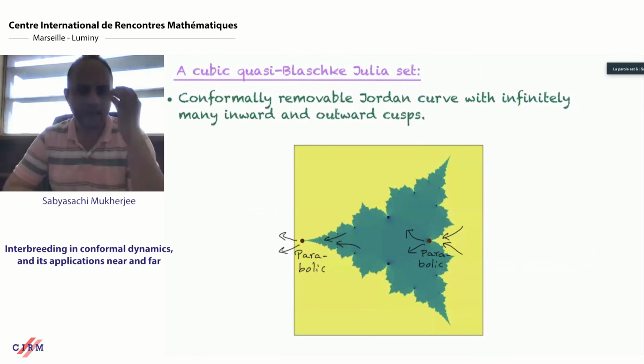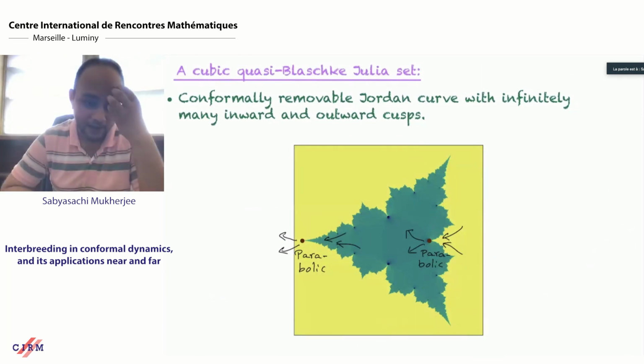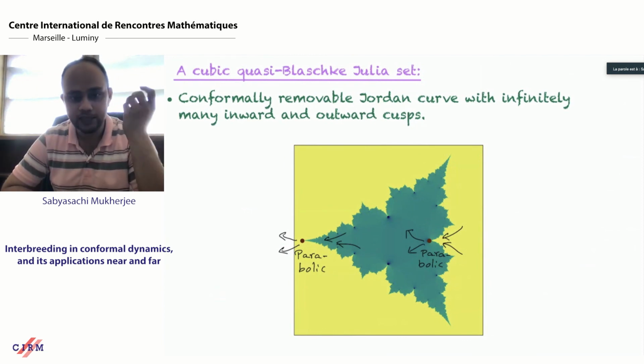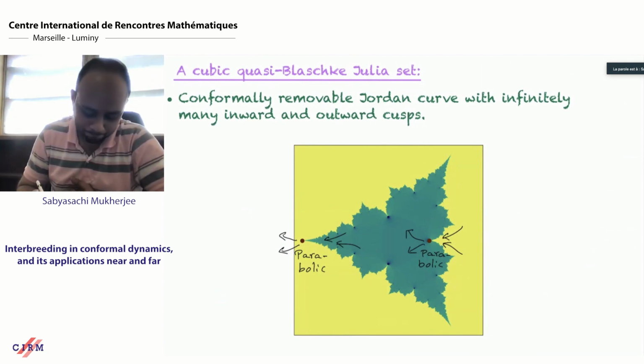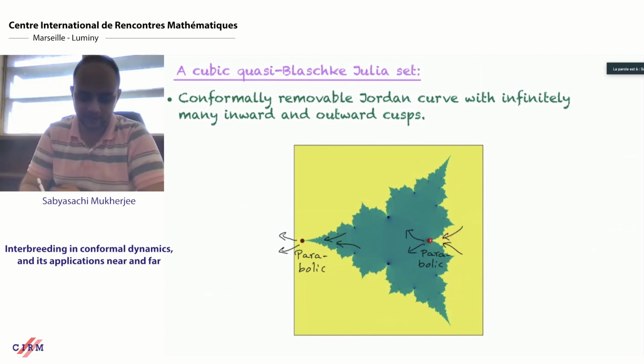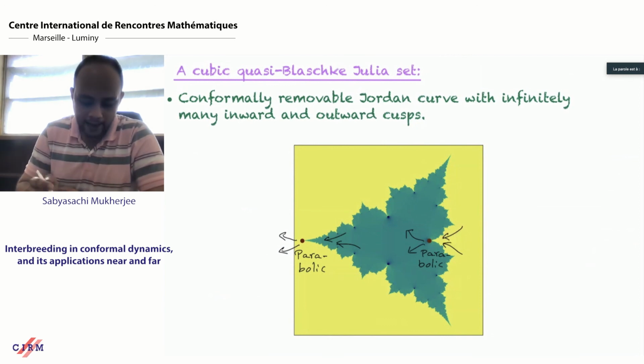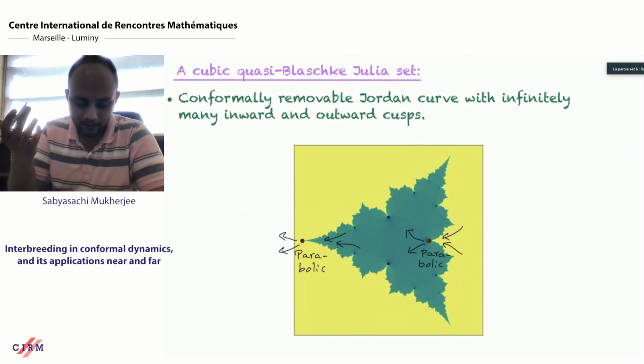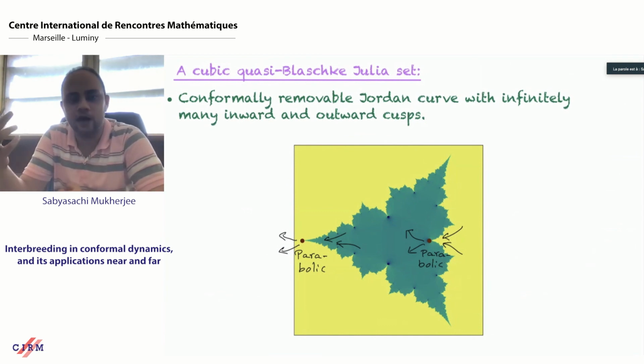And let me just show one interesting example of this sort. What you're looking at is the Julia set of a cubic rational map. It's a quasi-Blaschke product, namely, there's a parabolic fixed point here, and this is the domain of attraction. And there's another parabolic fixed point here, and this is the basin of attraction of this brown guy. And this gives an example of a Jordan curve Julia set with infinitely many inward and outward cusps.